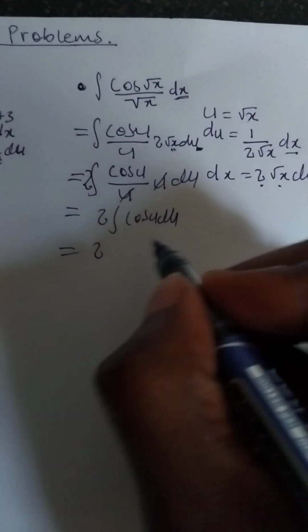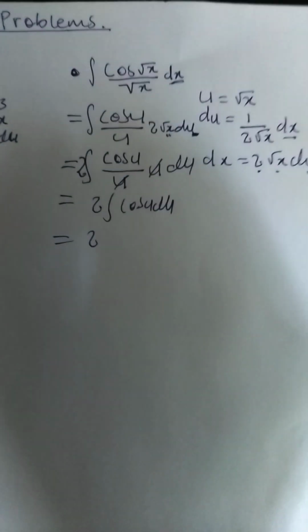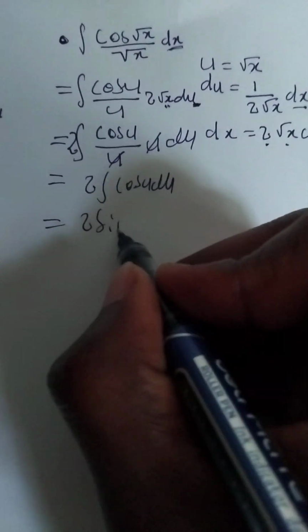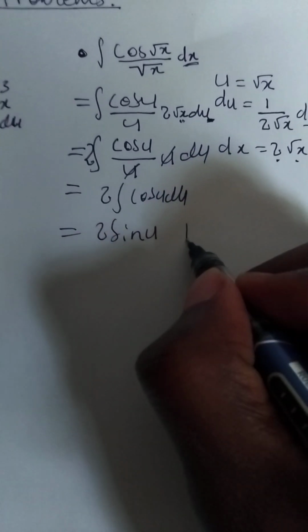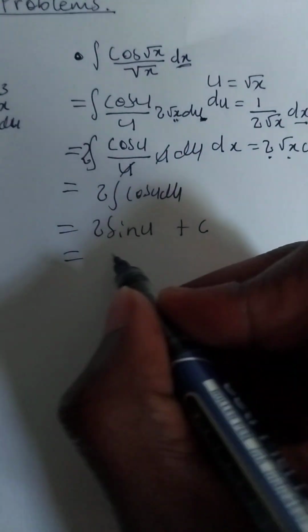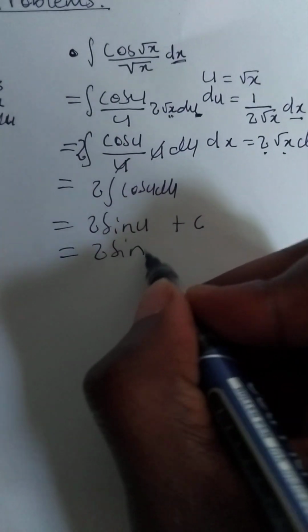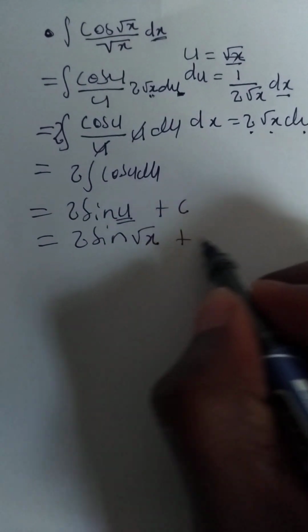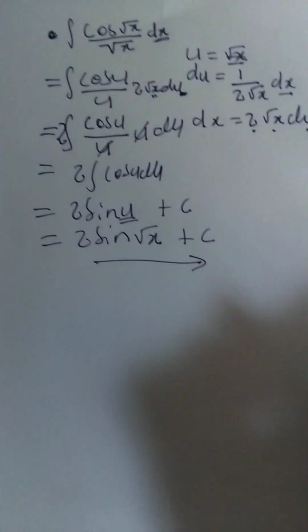Then we get 2. The integral of this, again, don't make the mistake of saying it's minus sin u. When you're integrating cos, you're just going to get sin u, okay? Then + c. So basically, this is 2 sin of what is our u? Our u is root x, okay? So we go and say 2 sin(root x) + c. So that is the solution to the problem.